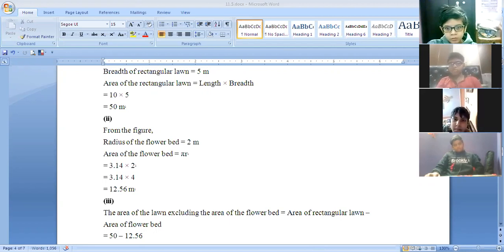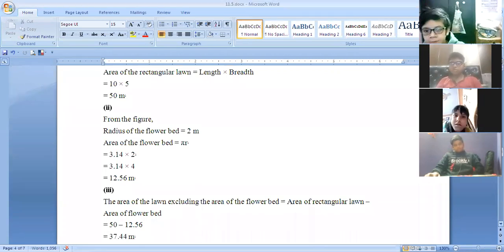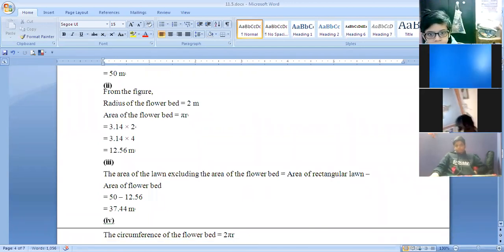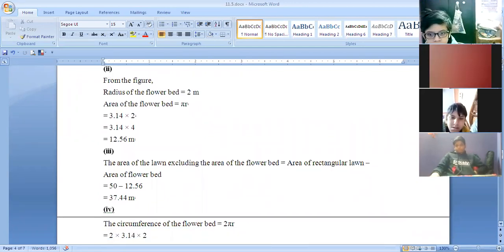That is 37.44. That's good. Now, in the last part, they are asking about the circumference of the flower bed. That will be 2 pi r. So multiply the values. 2 multiply 3.14 multiply 2.